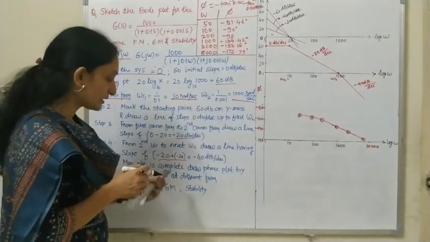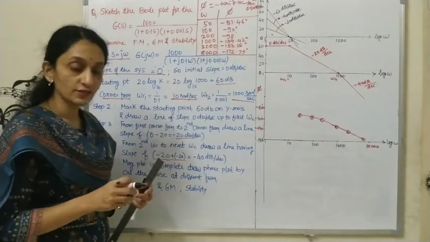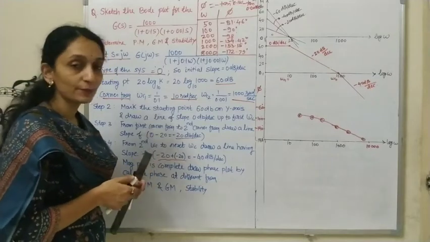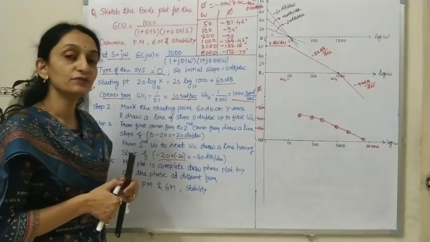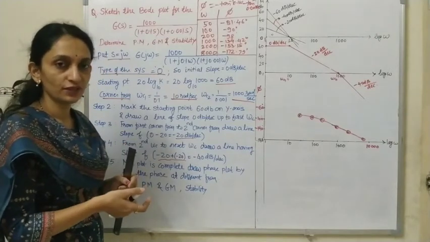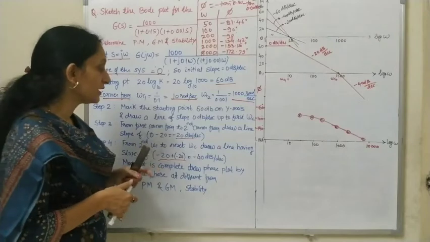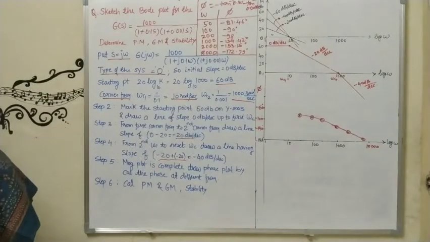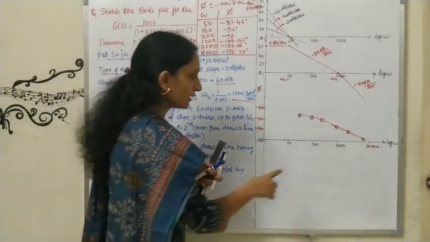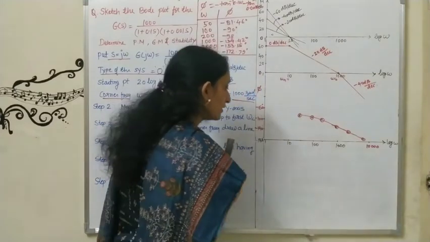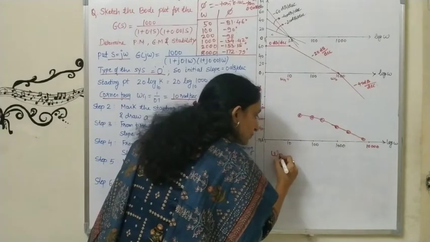In the last class I told you that if the phase plot is not intersecting with the minus 180 degree line, then omega PC, the phase crossover frequency, will be infinite. As omega PC is infinite, gain margin will be infinite. The next step is to calculate the gain margin and phase margin. I will show you how we will calculate them. Omega PC is the phase crossover frequency.